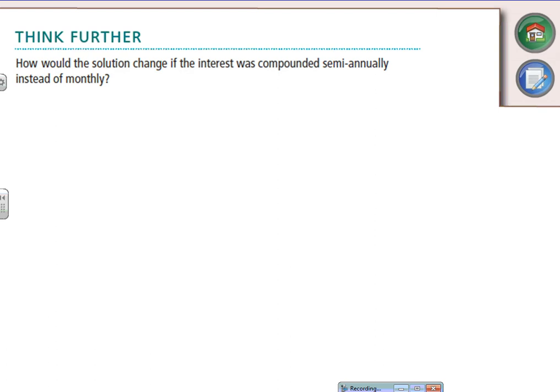And so do a little bit of a check for yourself. What would happen instead if we said annually, or sorry, monthly? What if we compounded semi-annually? How would that change our answer? And would it change it by much?